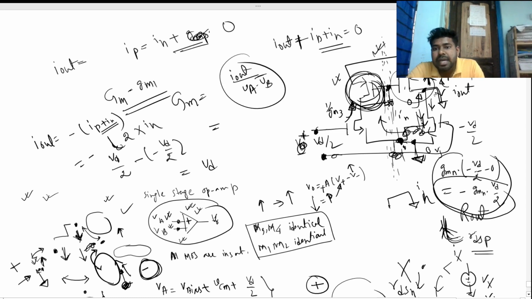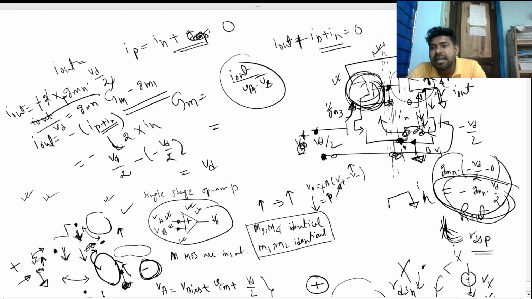And if this is 2 times IN, so what are we getting? Let's say again I out here is minus 2 times IN. What is the IN? IN is this part, minus GMN times VD by 2. This is minus, right? So this minus cancels, this two cancels, so we are left with I out over VD, which is nothing but GMN. Yes, so this is how we find the GMN intuitively.